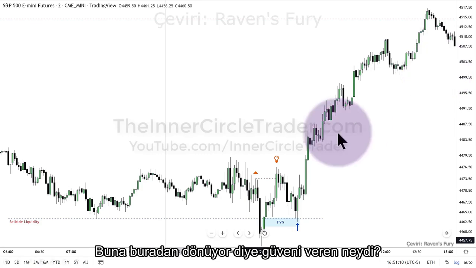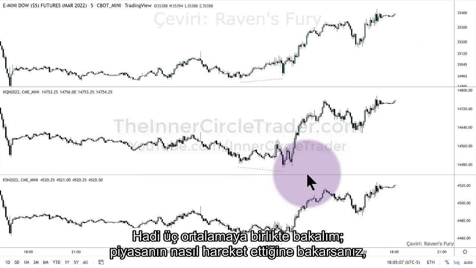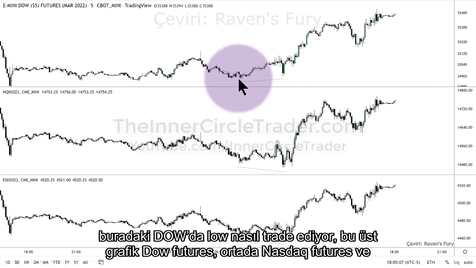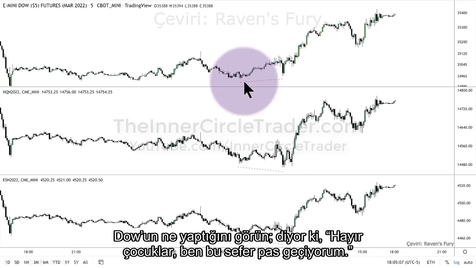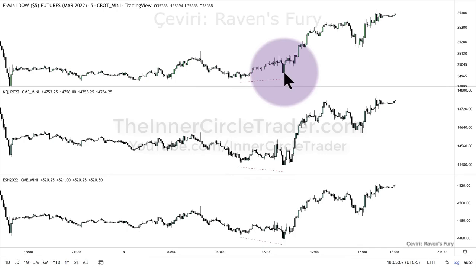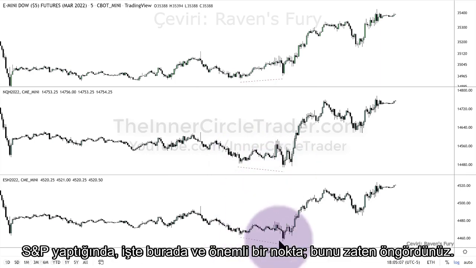All right. What gave me the confidence that this was turning here? Well, let's take a look at the three averages together. If you look at how the market's trading low here on the Dow, this top chart is the Dow futures. The NASDAQ futures is in the middle, and the S&P is at the lower end here. So it's Dow, NASDAQ, S&P. During that decline in the NASDAQ and the S&P, look what the Dow's doing. It's saying, nah, I'm going to sit this one out, boys. It's not willing to make that lower low. Where NASDAQ did, S&P did.